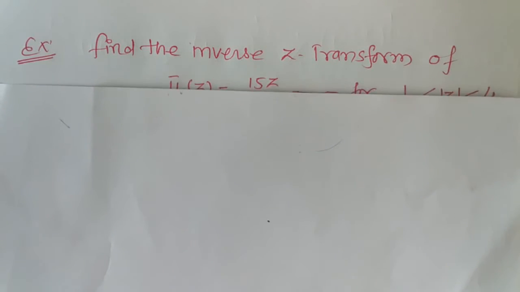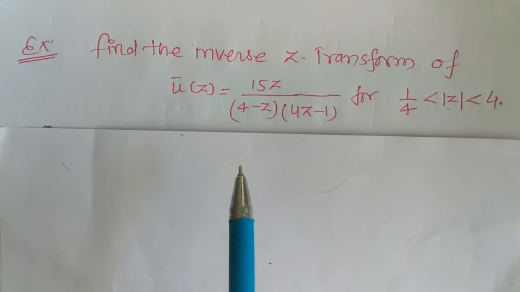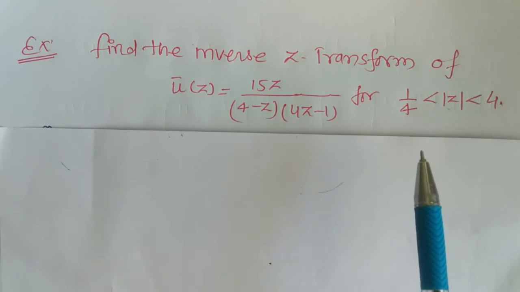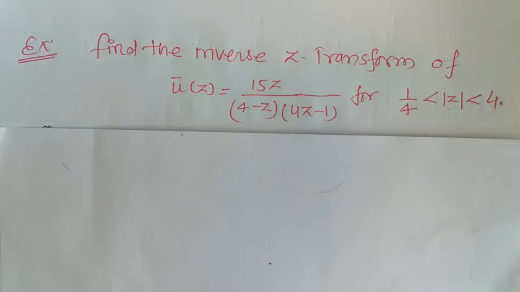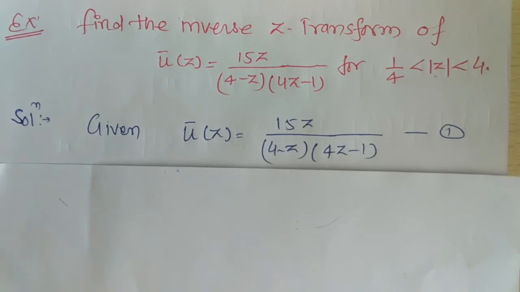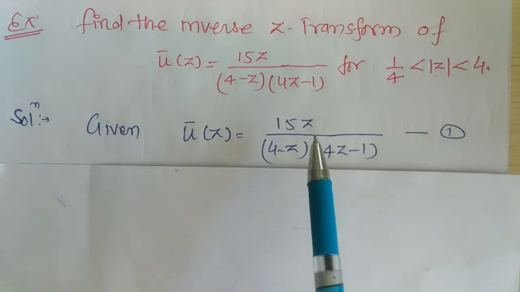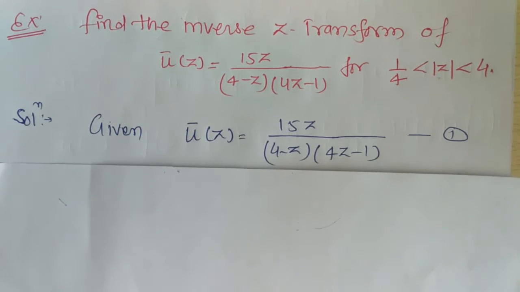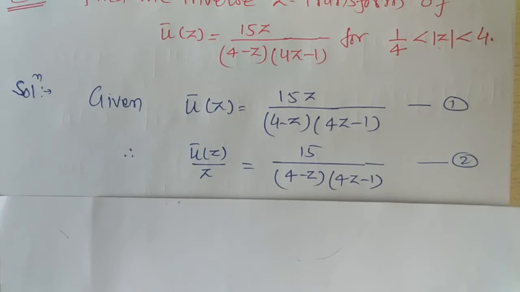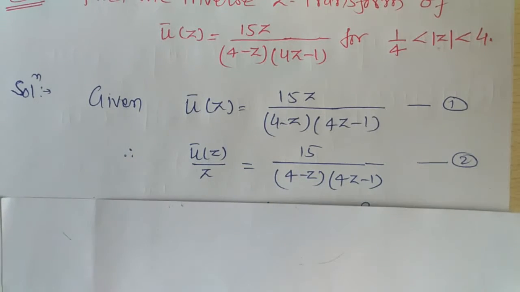Next example is, find the inverse z transform of u bar z is equal to 15z upon (4 minus z)(4z minus 1) for the region of convergence 1 upon 4 is less than mod z is less than 4. So given u bar z is 15z upon (4 minus z)(4z minus 1). Now we transfer this z to the left hand side, then we get u bar z upon z is equal to 15 upon (4 minus z)(4z minus 1).